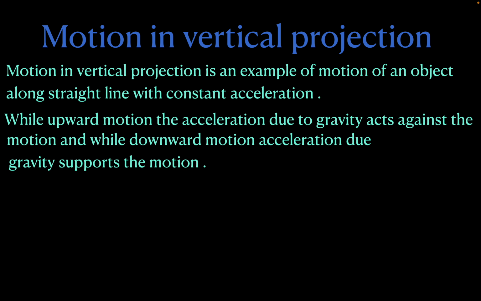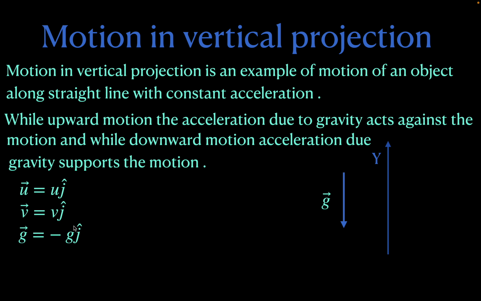supports the motion. Since the motion is along the positive and negative direction of the y-axis, we can use the unit vector j cap to write the kinematic vector quantities involved in the motion. So initial velocity vector u is u j cap, final velocity vector v is v j cap, the acceleration due to gravity vector g is minus g j cap, and the displacement vector y equals y j cap. The animation of this motion is shown here.